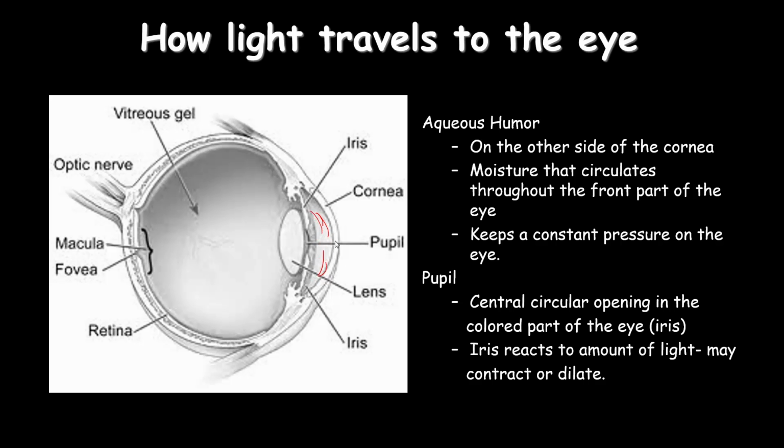So far, light has traveled in from this direction, starting to get focused, and now we're through the aqueous humor, going to the pupil. And the pupil, which is this area right here, is a circular opening in the colored part of the eye, or iris. The colored part of our eye is called the iris. And the iris reacts to the amount of light, and it may contract or dilate. So a pupil is just a hole. It's not actually a component of the eye. It's sort of the absence of something.